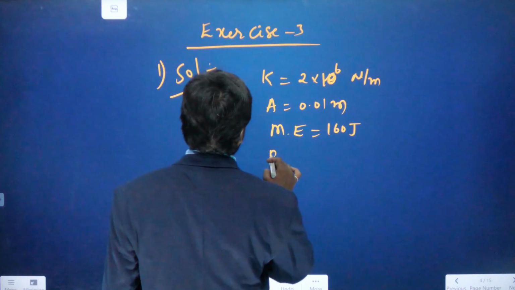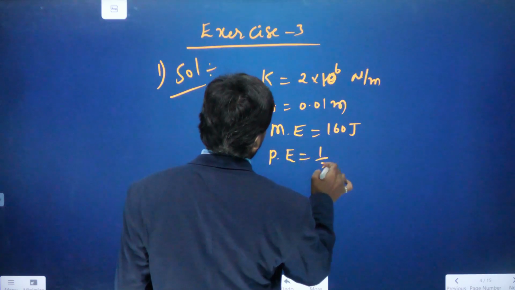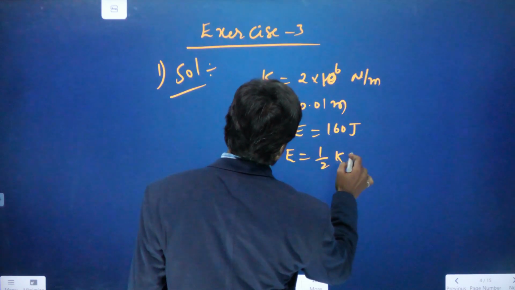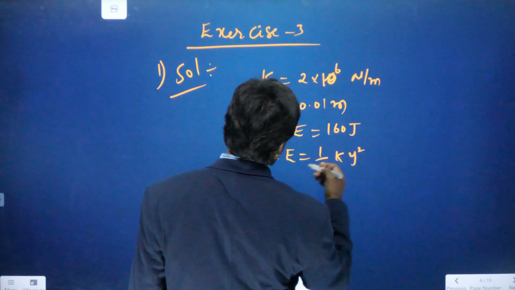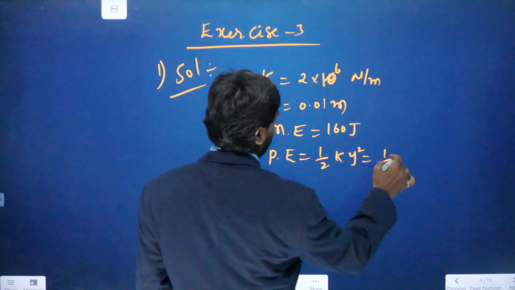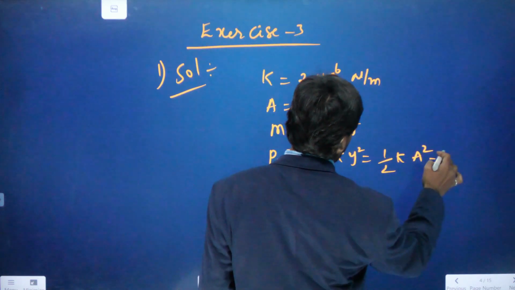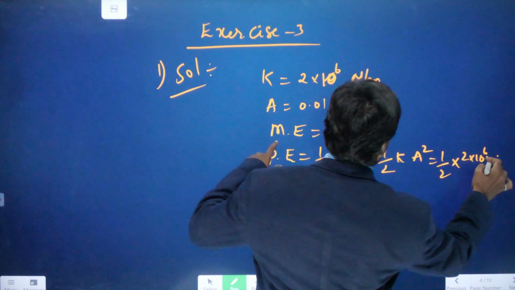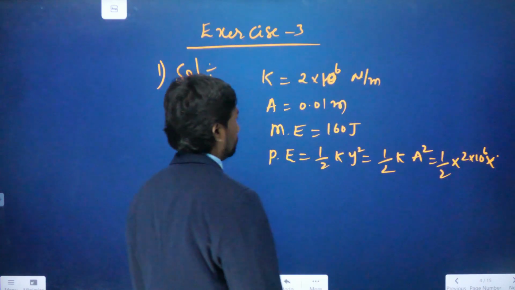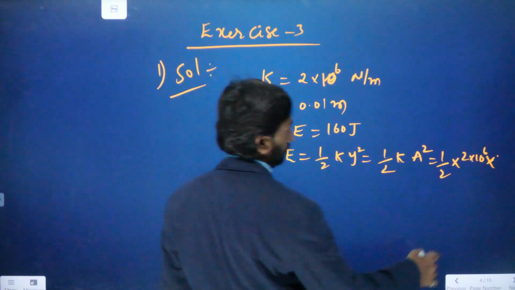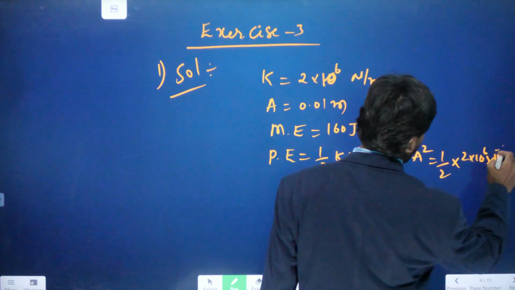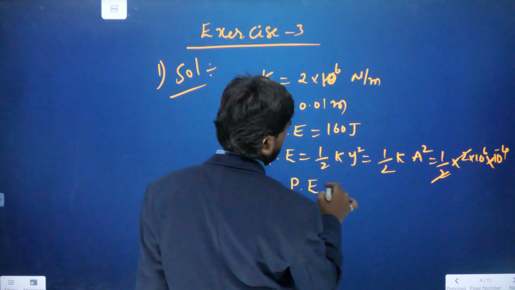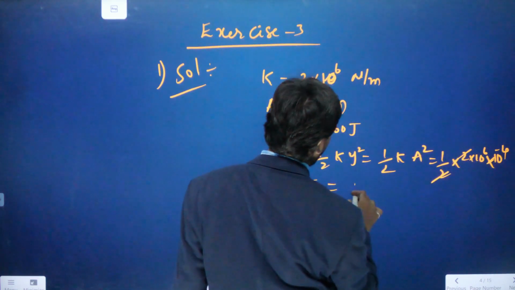First we should find this one, no? Half k x square, and k x square is maximum at amplitude. So half into k into A square. The k value is 2 into 10 to the power of 6, and A is 10 to the power of minus 2. 10 to the power of minus 2 whole square means 10 to the power of minus 4. So the 2 will be cancelled and the potential energy will become 100 joules.